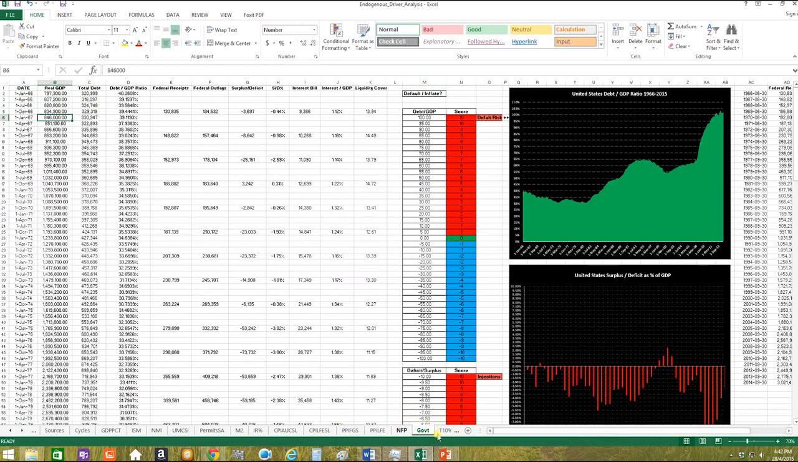So we're back into the government tab here, and what we're looking at here is real GDP quarterly and the total debt levels of the government. In column C we have the date, real GDP, and total debt. And in D, we're simply working out what percentage of debt this value is to real GDP in every quarter.